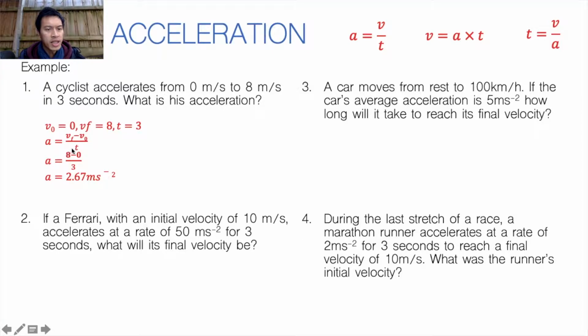So in this case, if I did it correctly in my calculator, it should give me 2.67 meters per second squared. So that is using the first formula.